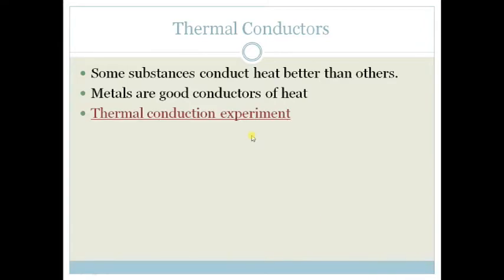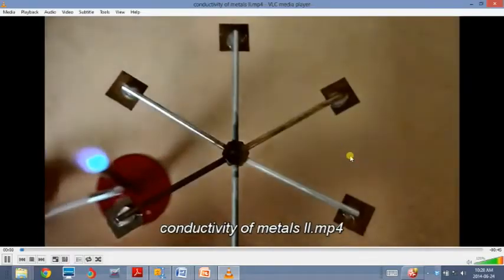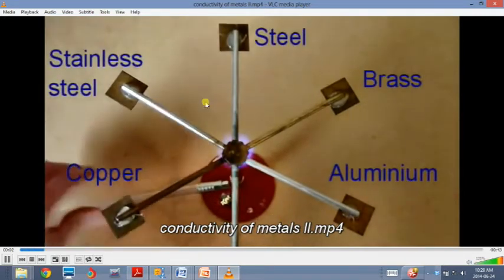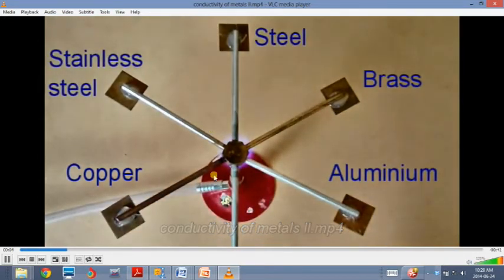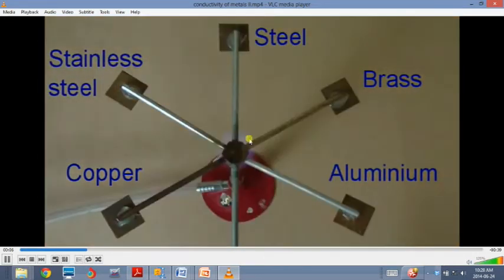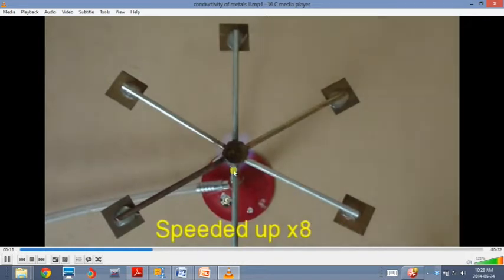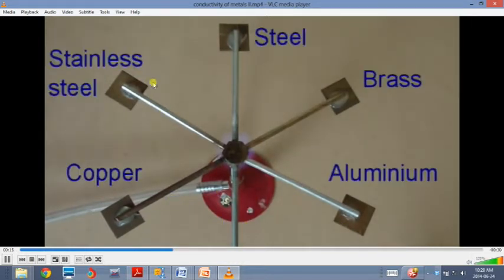What I want to do now is look at a little experiment where they have taken different types of metal. They've got a Bunsen burner connected to this, and you'll see that there are different types of metal: stainless steel, copper, steel, brass, and aluminium. They have basically connected a piece of metal to all of this, and there's some wax. Now what should happen? There you go.